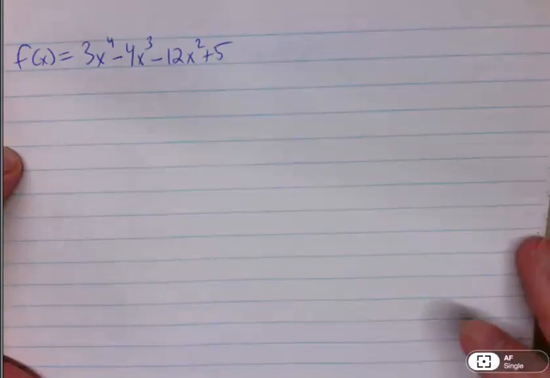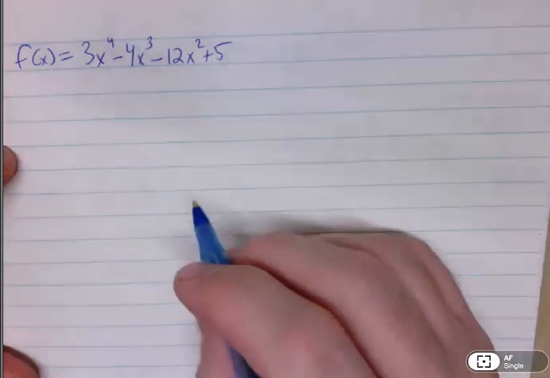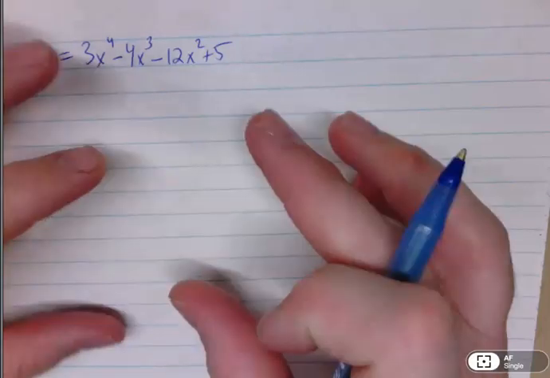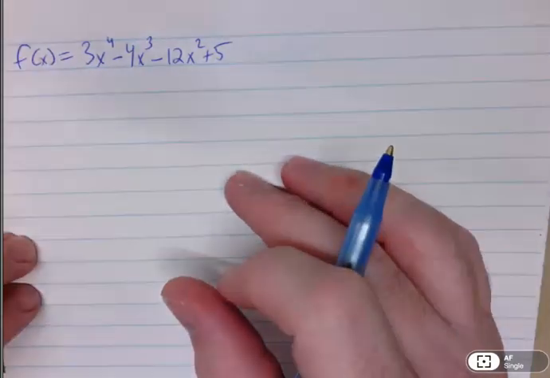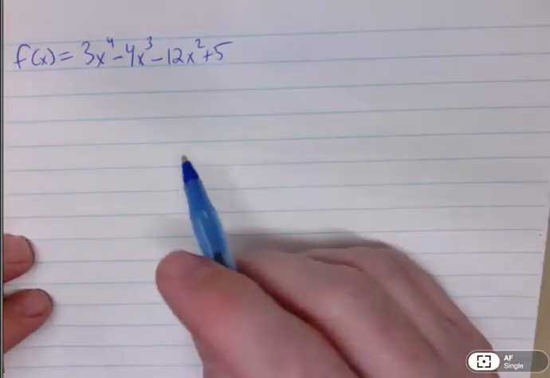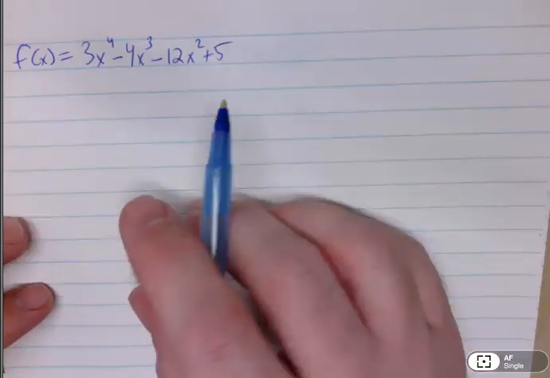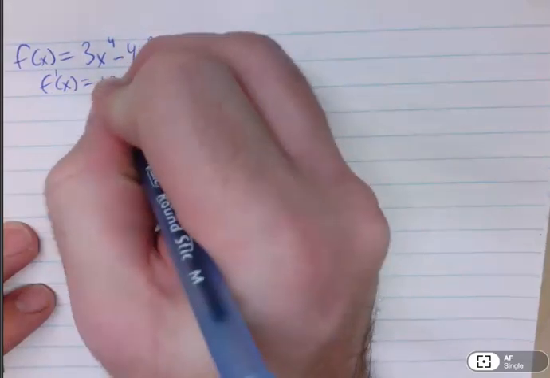Hey guys, here's a video to show you how to find local max and local mins. We know how to do absolutes if we have a closed interval or if we're looking at it on a graph. And actually on the graph we can find locals as well, but we need to be able to do it analytically. So in order to do it, we do need the derivative, of course. Seems to be a pretty common theme. So we'll get our derivative.